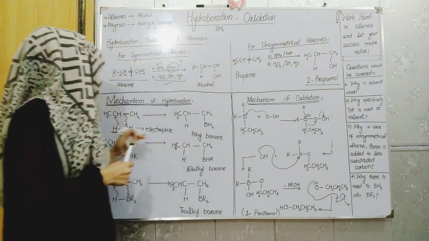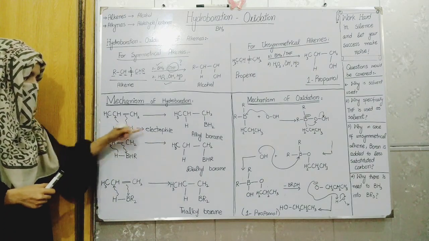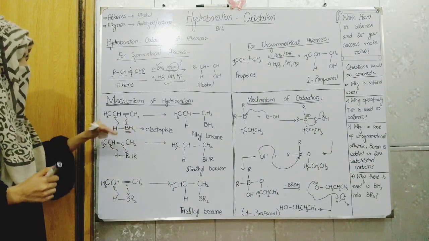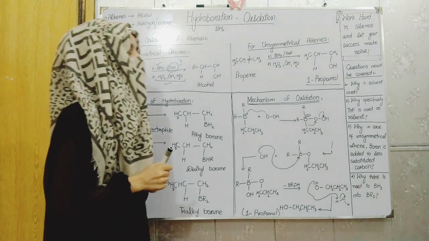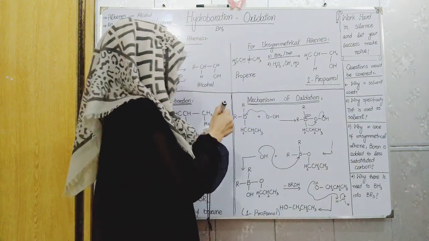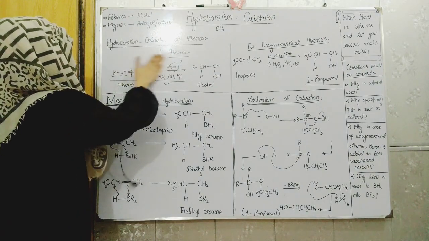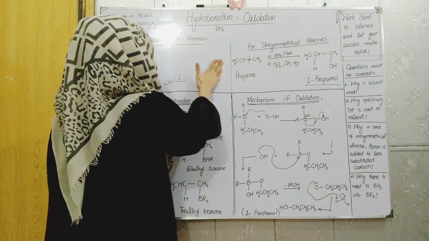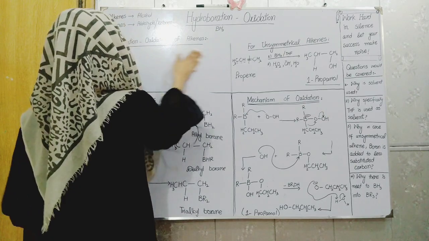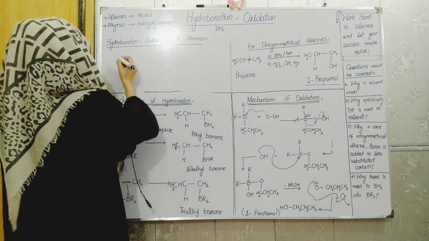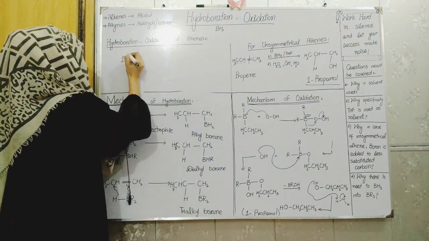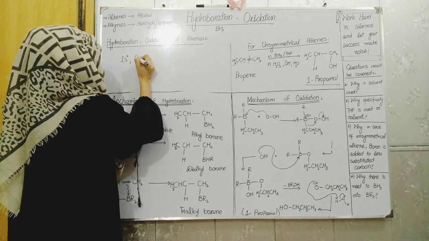It depends. And here boron acts as an electrophile because boron has one empty orbital. If we draw the electronic configuration of boron, boron has atomic number 5.